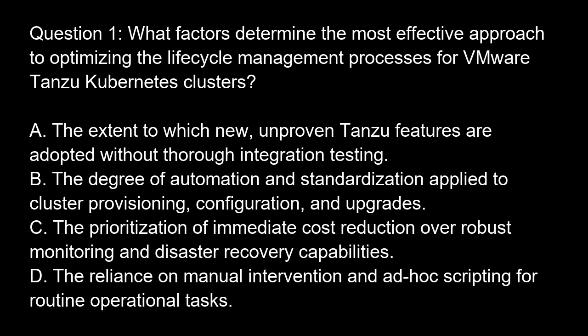Option B. The degree of automation and standardization applied to cluster provisioning, configuration, and upgrades. Option C. The prioritization of immediate cost reduction over robust monitoring and disaster recovery capabilities. Option D. The reliance on manual intervention and ad hoc scripting for routine operational tasks.